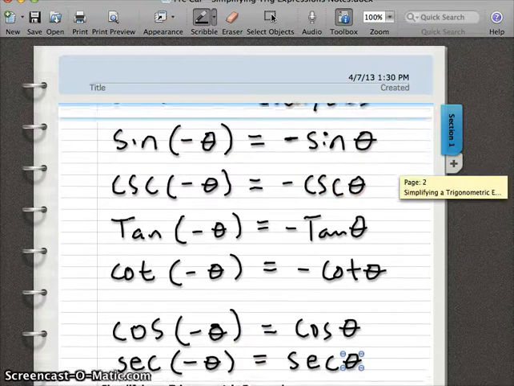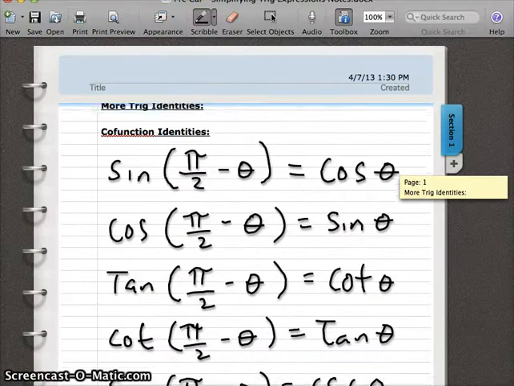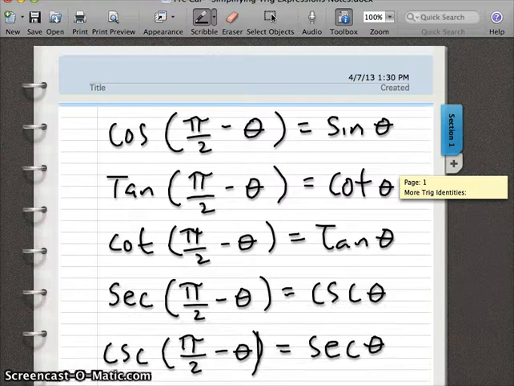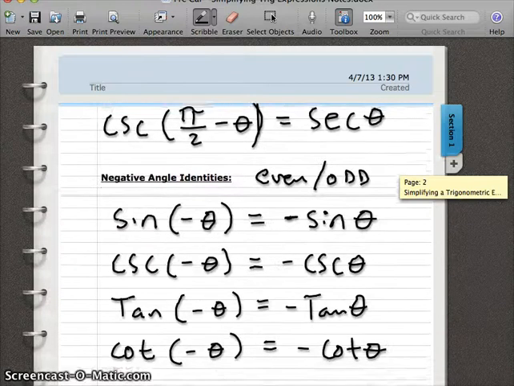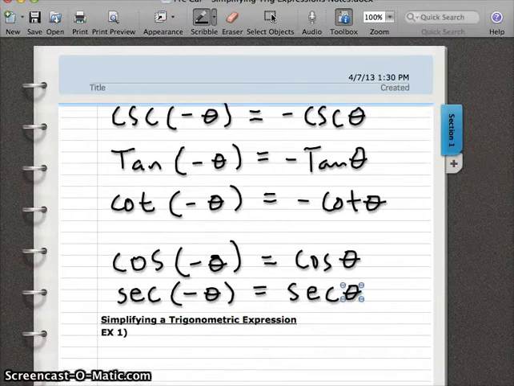Alright, so those are the last little bit of identities that I'm going to talk about. If you know all of your identities, then it helps when you need to simplify or verify trig identities. So in the next video, we'll try simplifying and verifying and practice using all of these identities.